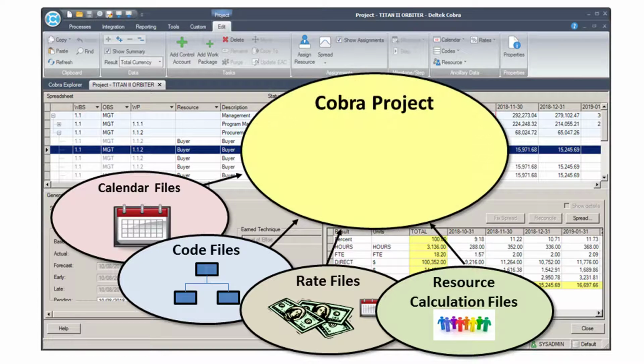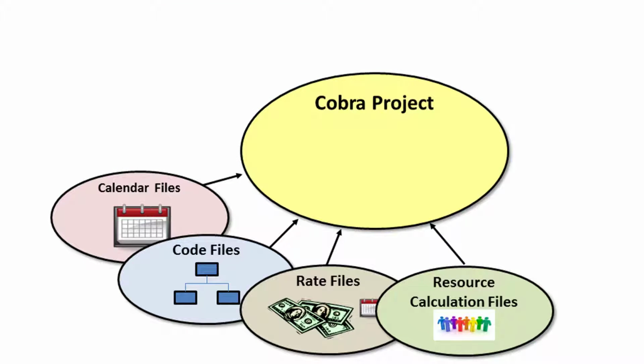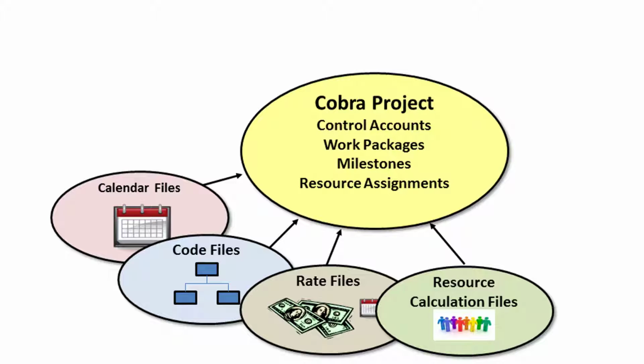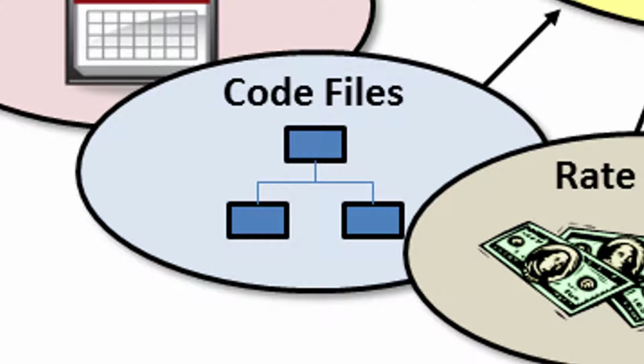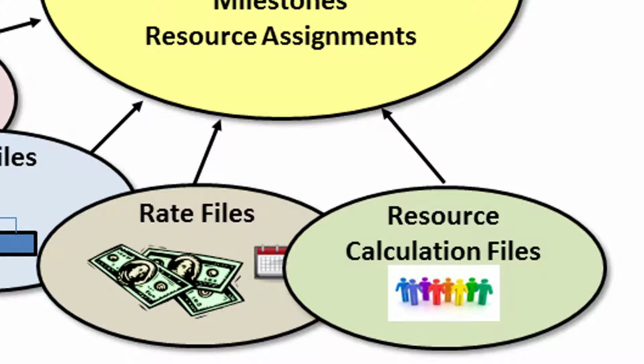From here on, a Cobra project is simply an assembly of all these ancillary files, which support all the control accounts, work packages, milestones, and resources that make up the project. Cobra then uses the ancillary files to determine reporting periods, validate WBS elements, and calculate planned, earned, and actual costs.